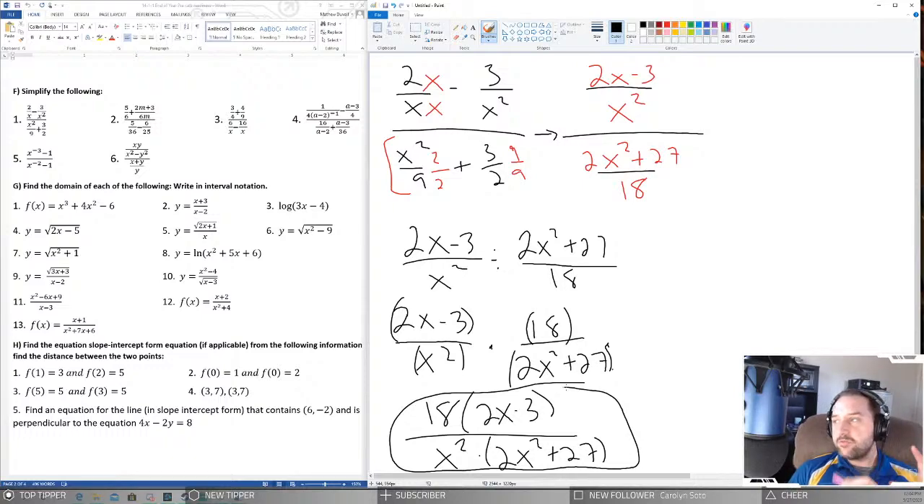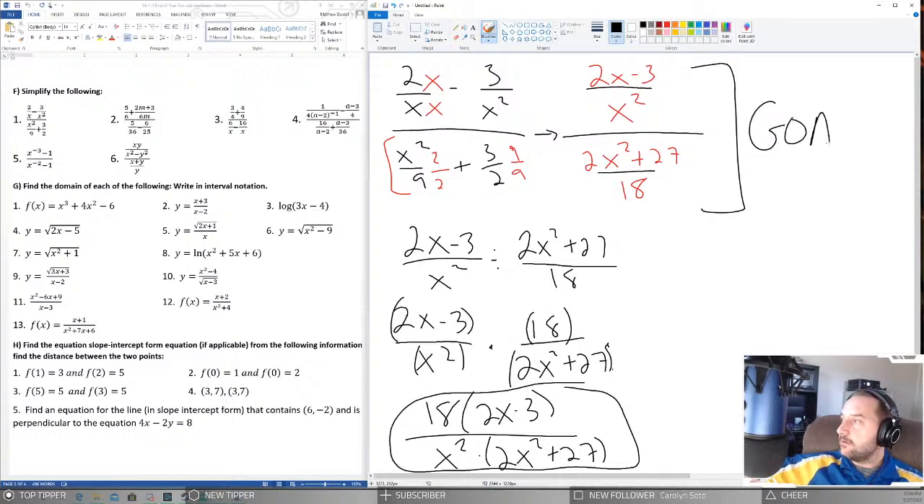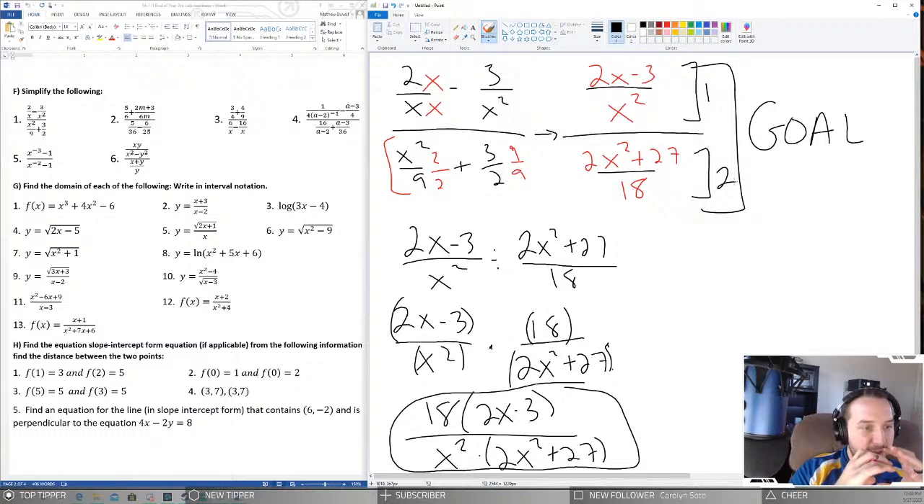So just remember the goal, this right here. We want to combine it into one fraction, and that's our second fraction. So we combine them into one fraction on top, combine them into one fraction on the bottom, and then it looks exactly like everything we've already been doing. Nothing changes from there.